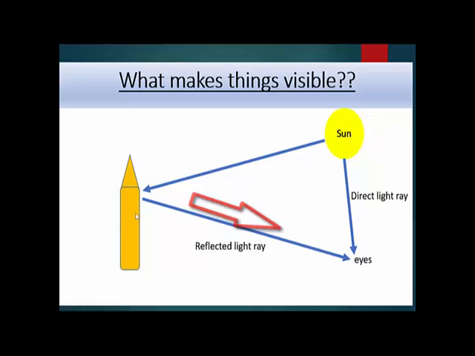What does luminous mean? The object which has light of its own.